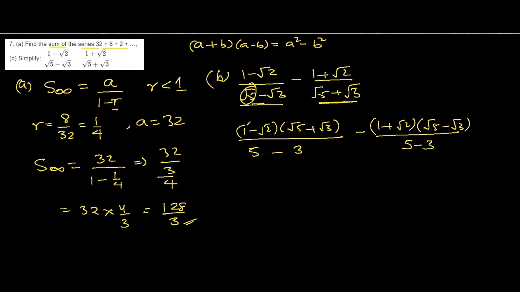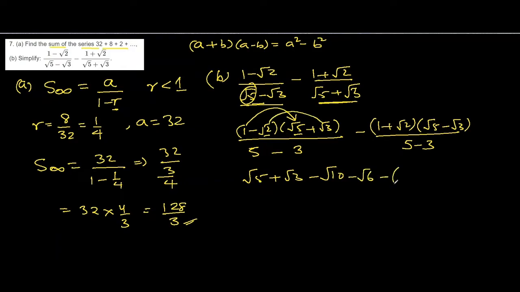Now we'll multiply them one by one with each other. 1 multiplied by square root 5 is square root 5, plus square root 3. Then square root 2 multiplied by square root 5 is square root 10, minus square root 6. Okay, so we multiply them one by one.